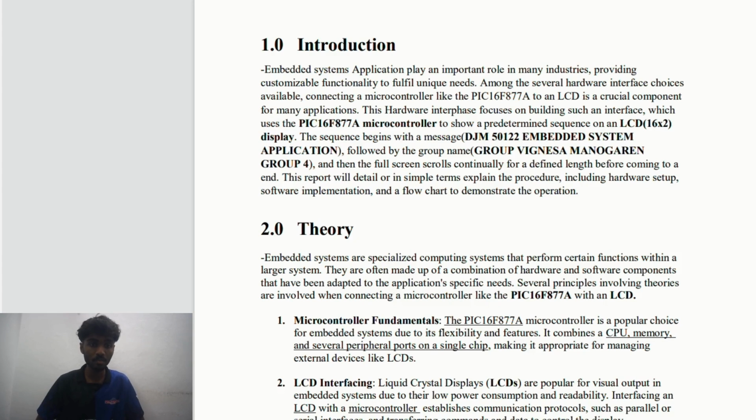The sequence begins with the message DJM F0122 embedded system application, followed by the group name, which will be group Vignesa, Sharven, Melvin, and Siva. And we will be group 4, and then the full screen scrolls continually for a defined length before coming to an end. This report will detail, or in simple terms explain, the procedure, including hardware setup, software implementation, and a flow chart to demonstrate the operation.